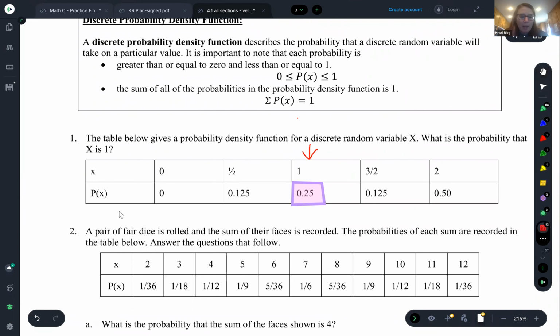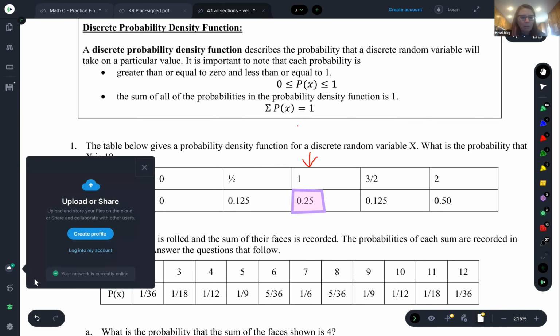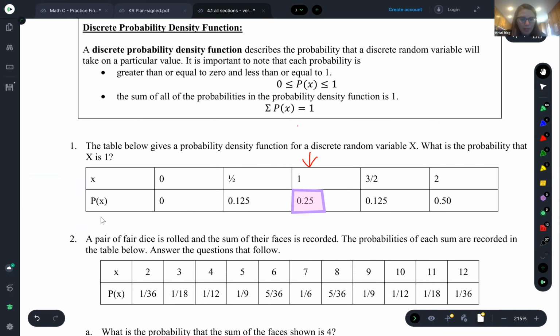Now you might see that written out. The probability of 1 equals 0.25. Okay, cool. Apparently escape means delete. Isn't it fun learning other people's computers? Okay, there we go. P of 1 is 1/4, 0.25.